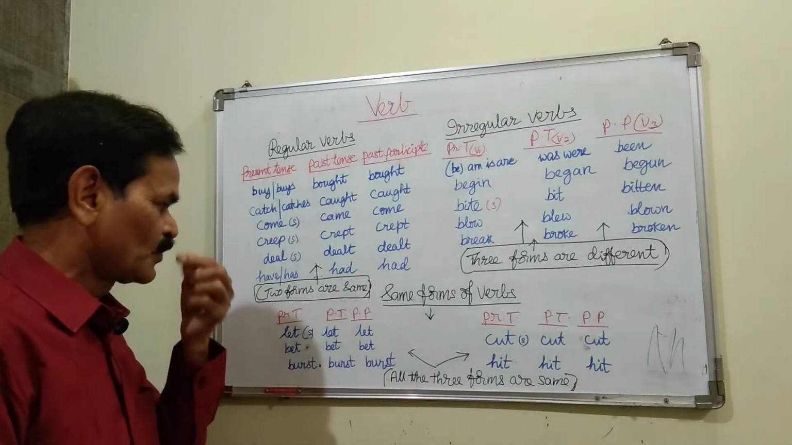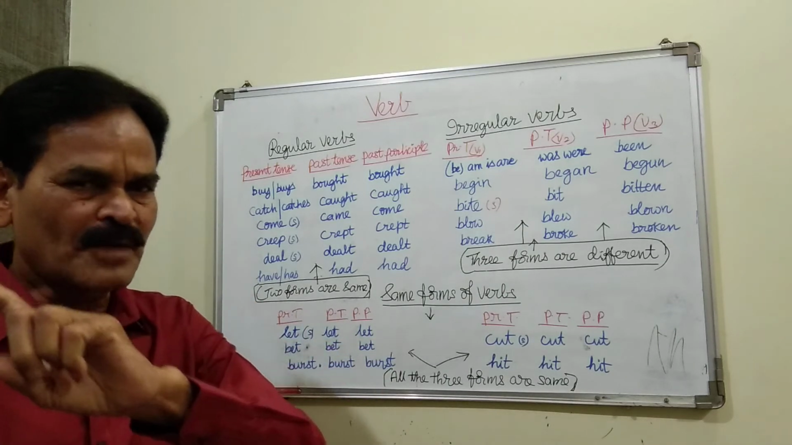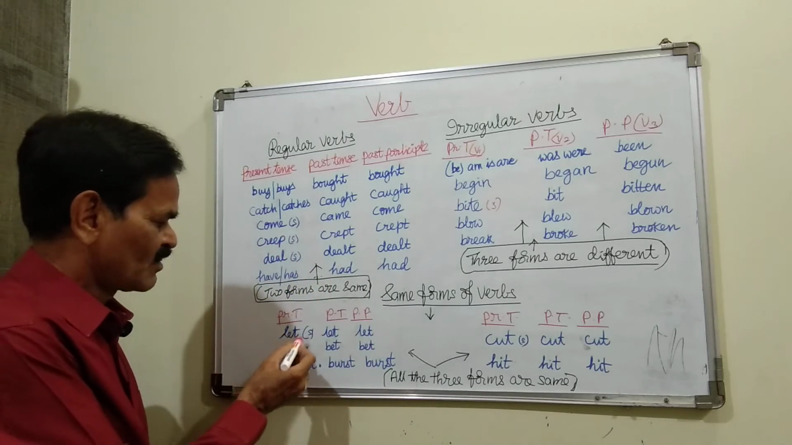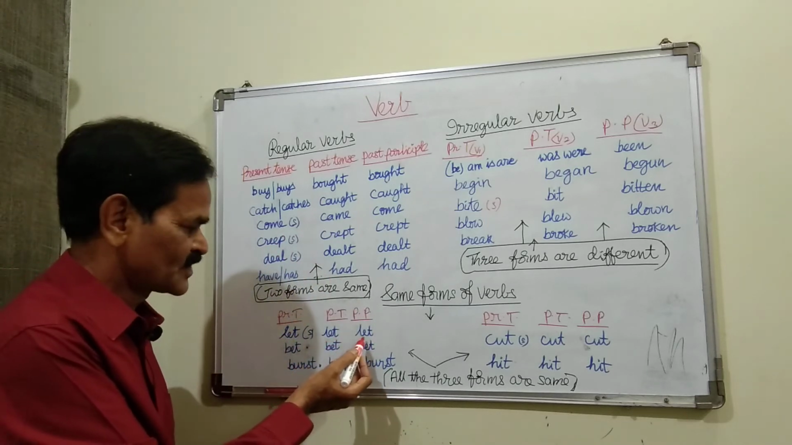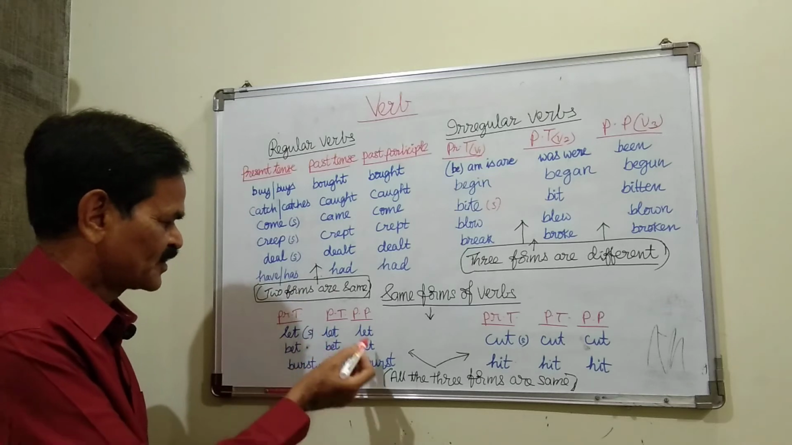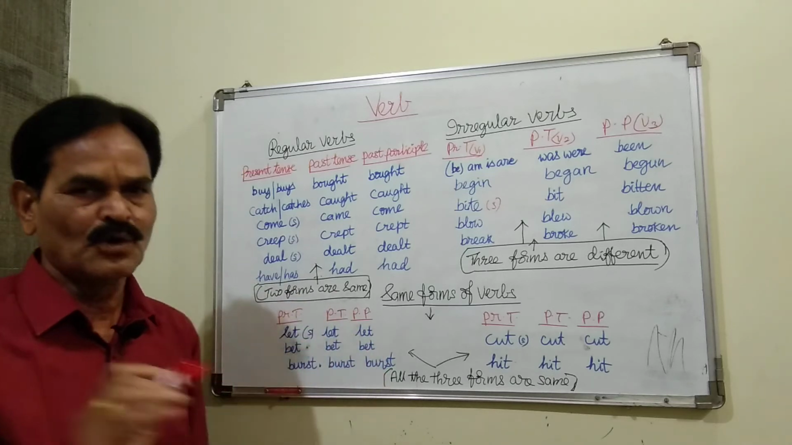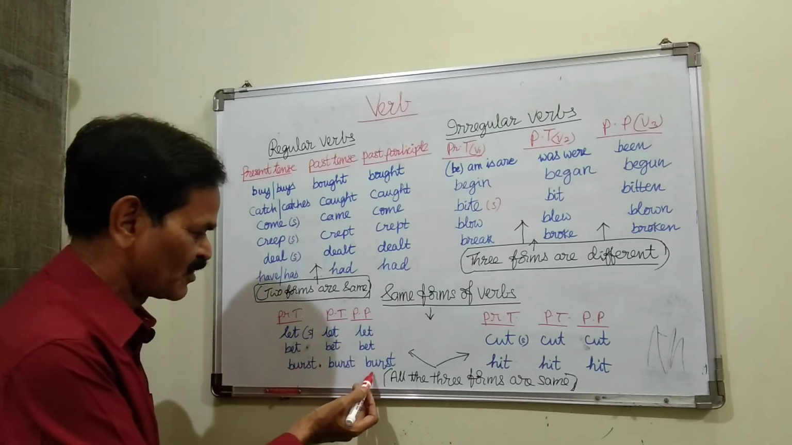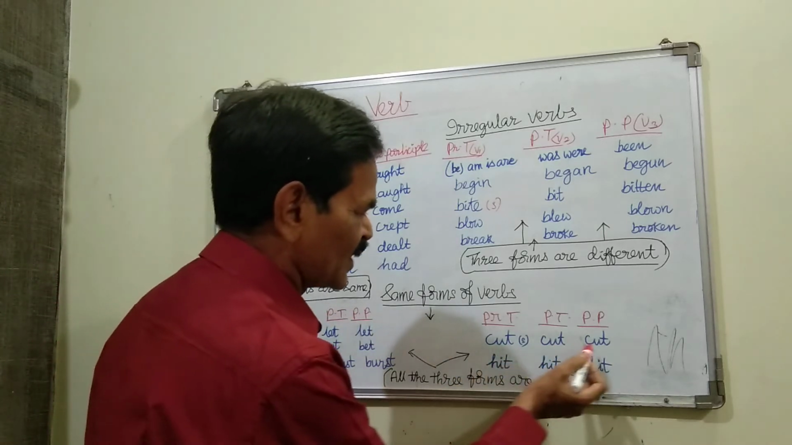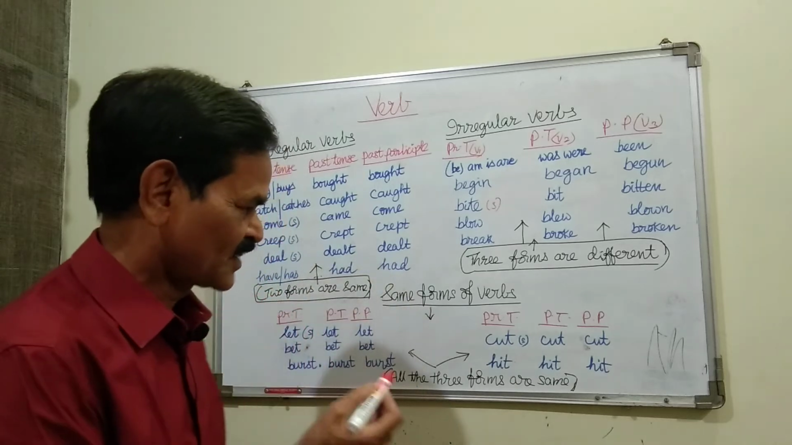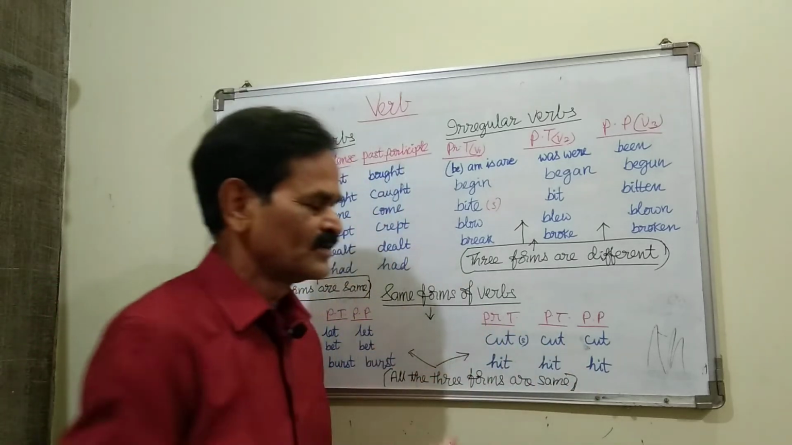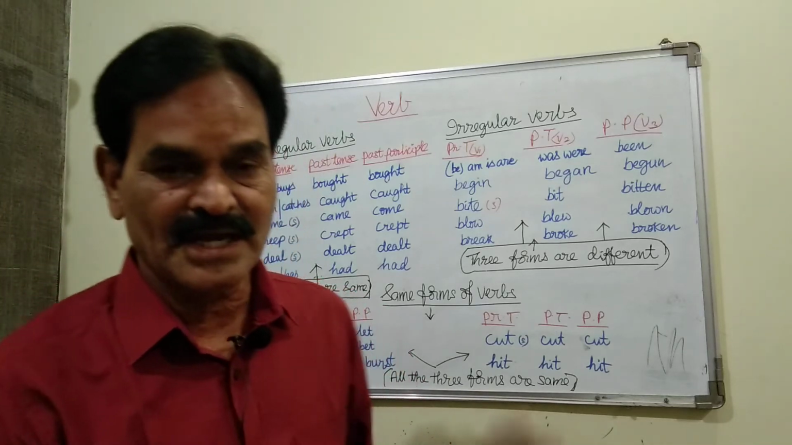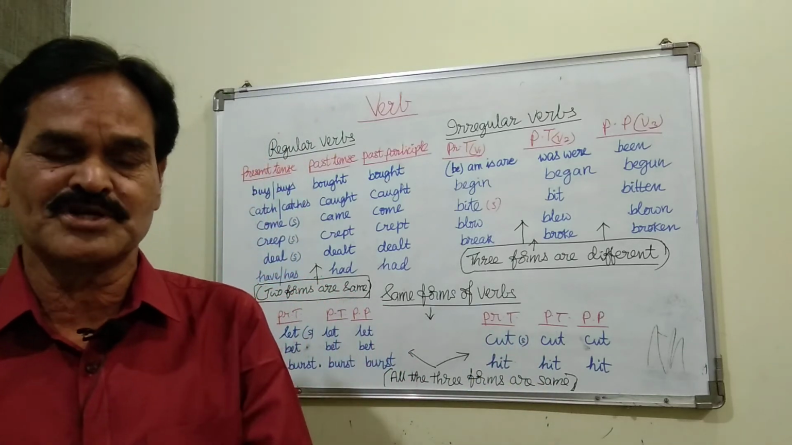Now let us see the same forms of the verb. Here the verb form doesn't change in present tense, past tense and past participle. For example, let or lets in the present tense, let in the past tense, let in the past participle. Bet. Burst. Don't say bursted. Don't say the bubble is bursted, say the bubble is burst only. The past participle is also burst. Now cut. Don't say cutted, it is cut only. Hit. So these are the same forms of the verb. These are the three kinds of forming the past tense and past participle.